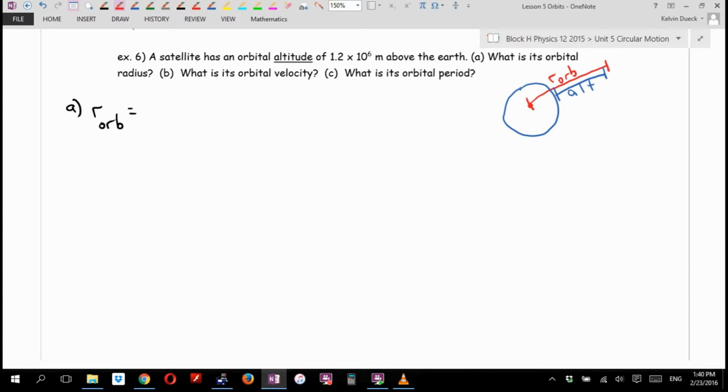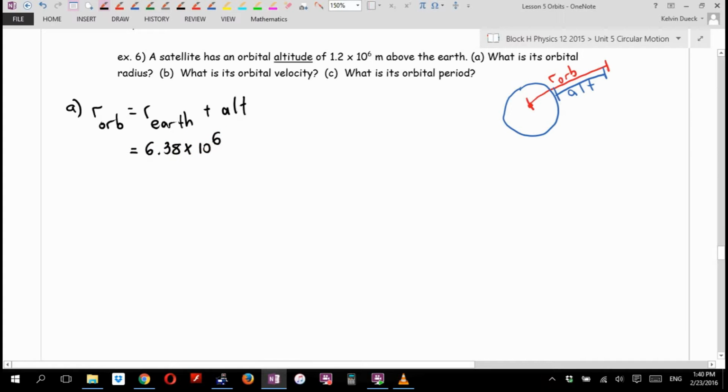Read the questions carefully in the homework. Sometimes I put you around the moon just for giggles, right? So the orbital radius is going to be, let's write it in our notes as r Earth plus altitude, just so that we know what the heck we did. And it's going to be 6.38, I'm going from memory, is it times 10 to the 6th? That's the Earth. Plus, and the altitude is 1.2 times 10 to the 6th.